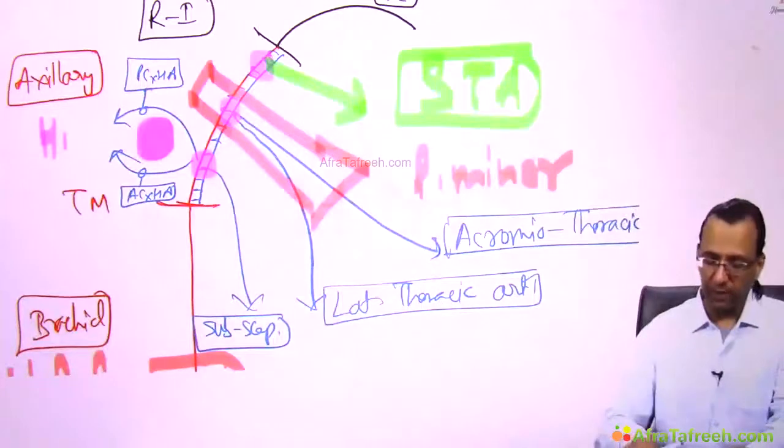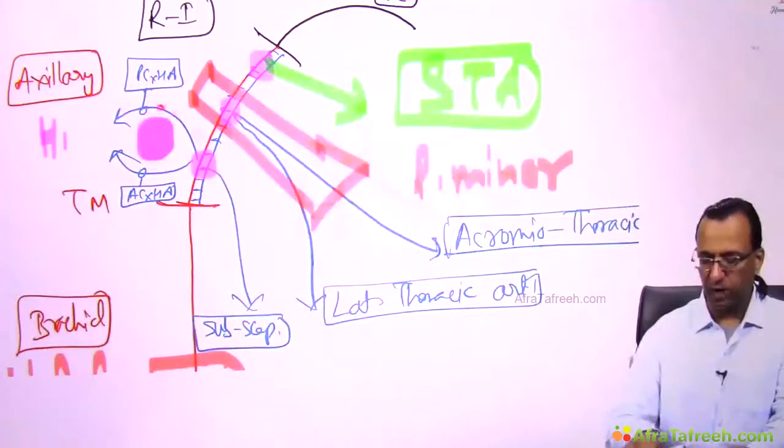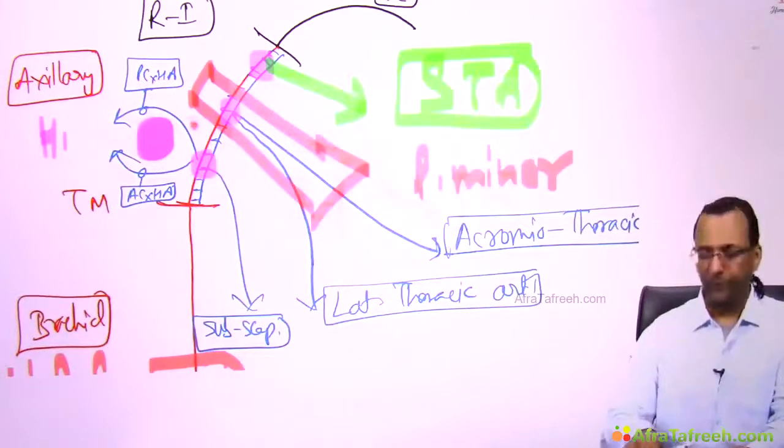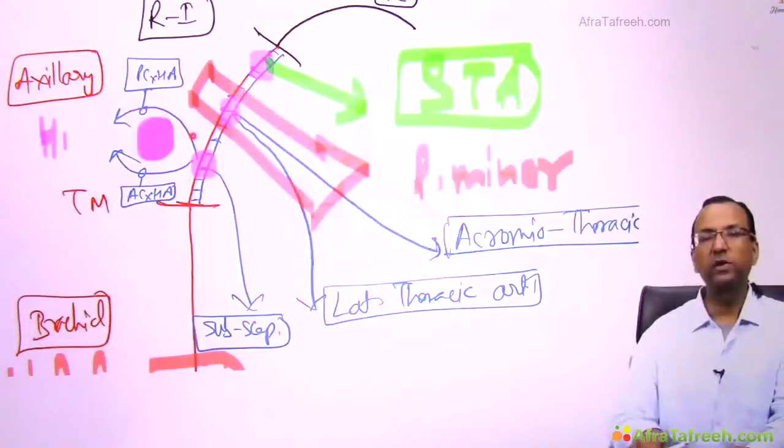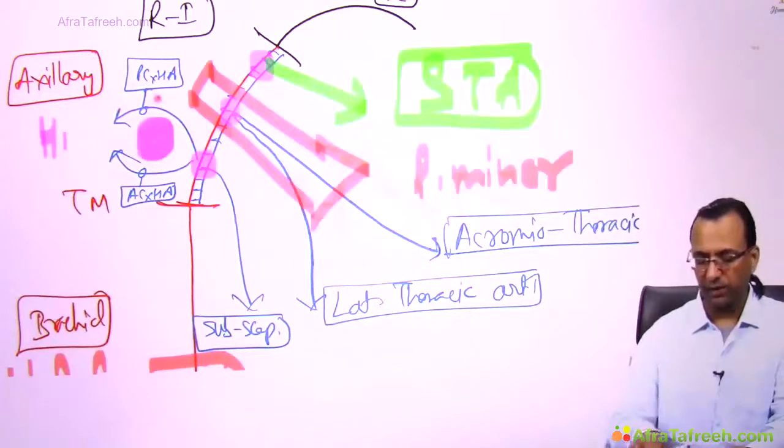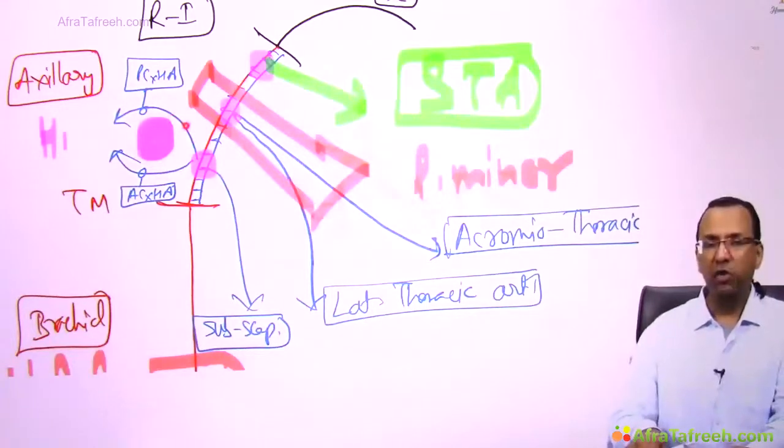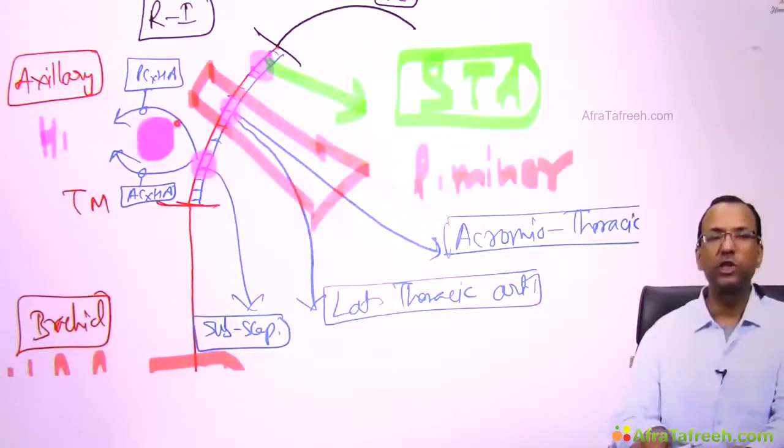If you remember, the posterior circumflex humeral artery, which is a branch of the third part of the axillary artery, will be passing through the quadrangular space along with the axillary nerve to come to the surgical neck of the humerus, because at the surgical neck of the humerus it is anastomosing with its anterior counterpart. So the anterior and posterior circumflex humeral arteries make an anastomosis on the surgical neck of the humerus.